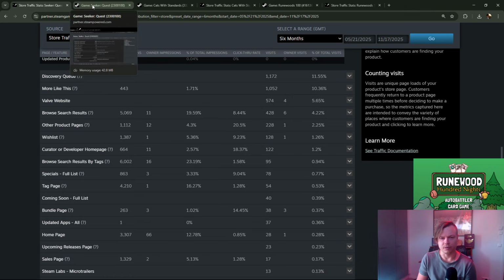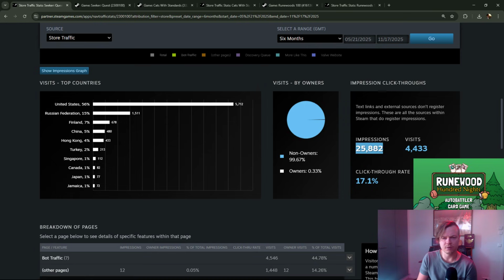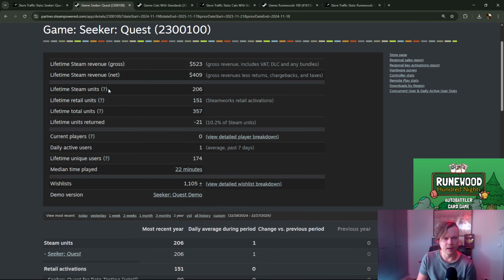How did the sales convert with these numbers? Let's take a look into that. With 25,000 impressions and 4,000 visits, and the click-through rate being so massive, I think it's because of my own marketing and such. But it converted to sales like this. Lifetime revenue has been $400, and Steam units 200, retail units. These are basically what I've shared to influencers and such, how many people have activated the code.